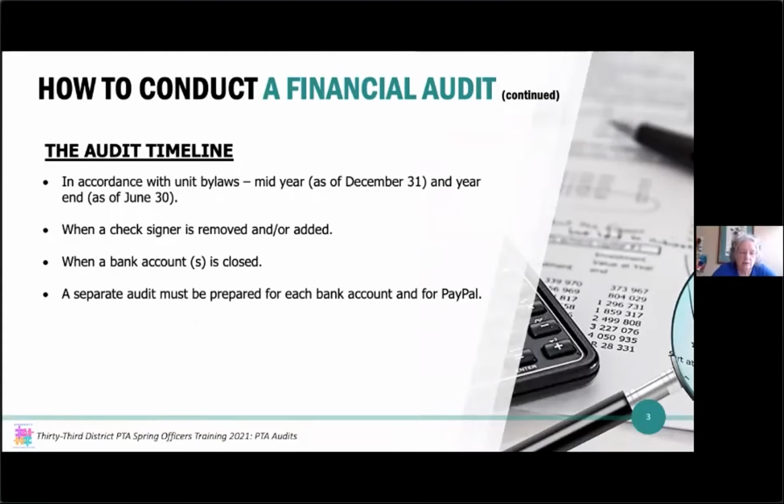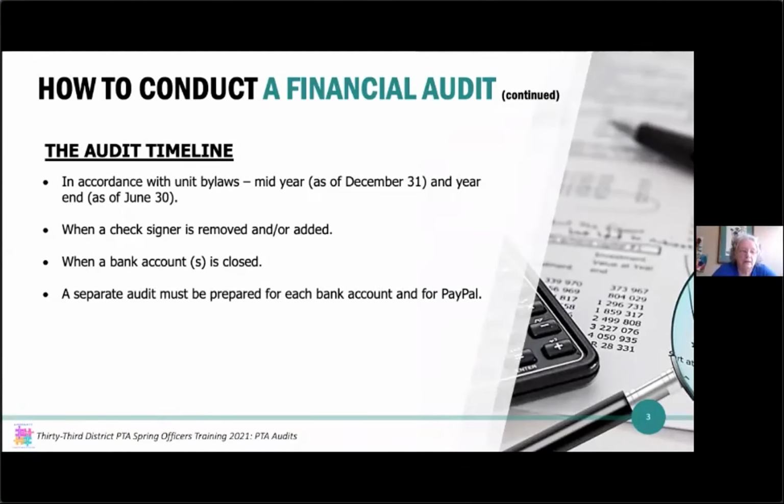When a check signer is moved and/or added, or when a treasurer is changed, a check signer, for example, or the president, we need to make sure that what had occurred during a prior treasurer is checked, is audited, and that the new treasurer, for example, as a new check signer, will start fresh with a fresh balance and will be responsible going forward.